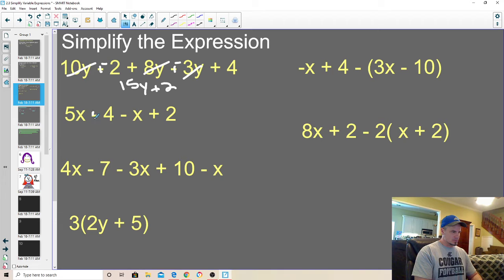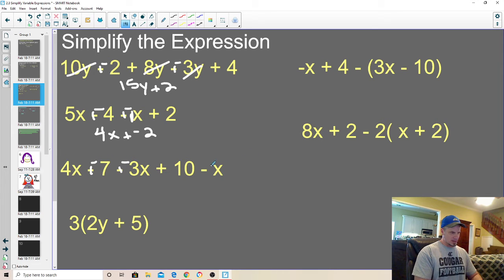Okay, here, keep it, change it. Okay, add like terms, the 5x and the negative x, and if it helps, put a 1 in front of that. Negative 1x and positive 5x gives me 4x. Negative 4 and positive 2 gives me negative 2. And again, I could write that as minus 2 or plus negative 2, either way. Down here, I've got, let's keep it, change it.